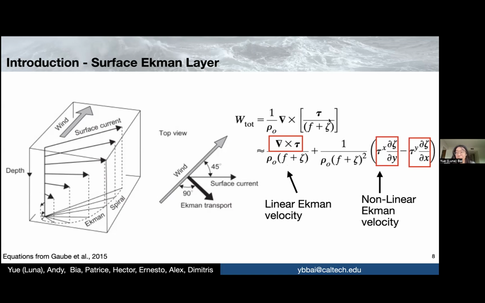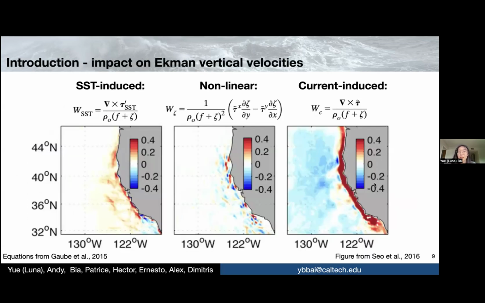But now if we do this curl properly, we can see that if we do the curl for 1 over f plus theta, we can recover the second term. And this part is related to the gradient of ocean surface vorticity. This is called the nonlinear Ekman vertical velocity. There are previous studies that have looked into all these different vertical velocities.